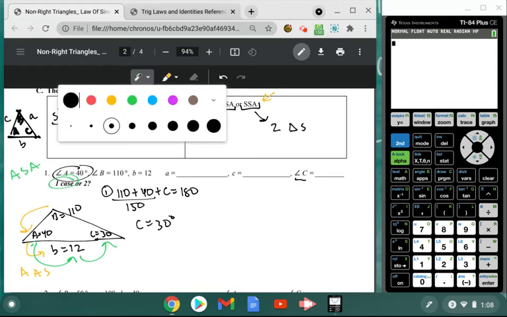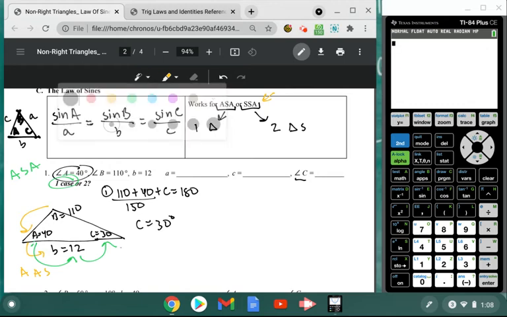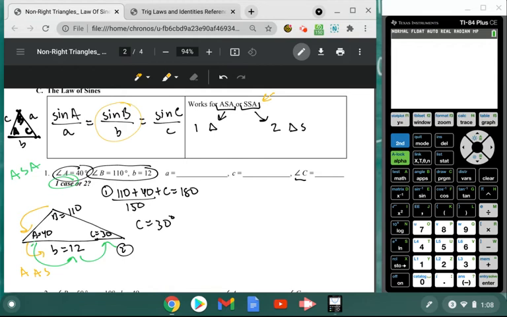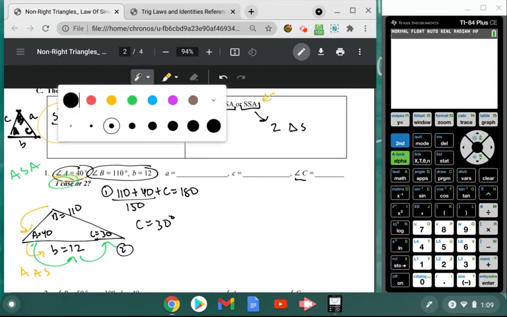Okay, next, I need to solve for side A. I cannot use the Pythagorean theorem here because it's not a right triangle. So I'm going to go ahead and use the law of sines. So as I'm grabbing the law of sines, I want to use 2 pieces of information that were given to me. So that's going to be angle B and side B. So I know I want to grab in my ratios these. The other piece of information that was given to me is angle A. So I'm going to grab those 2 to create my equation.